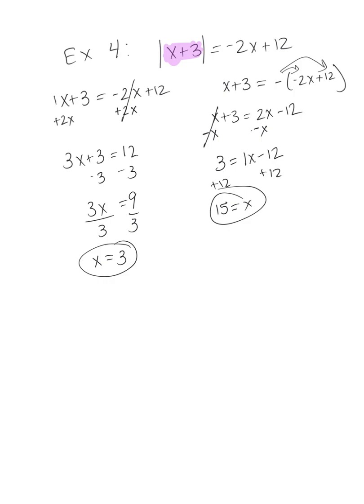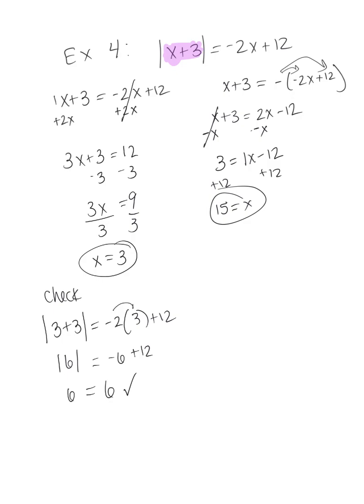So we're going to do that. And again, remembering that we have to check in the original equation. The difference here is you have to plug x in on both sides. So on the left, we have 3 plus 3, which is 6. Absolute value of 6 equals 6. On the right, we have negative 2 times 3, which is negative 6, plus 12 equals positive 6. So it looks like that one works. Now we'll check the other one.